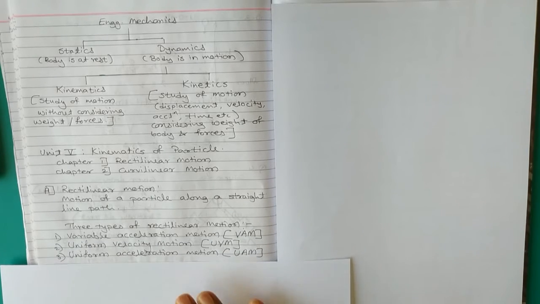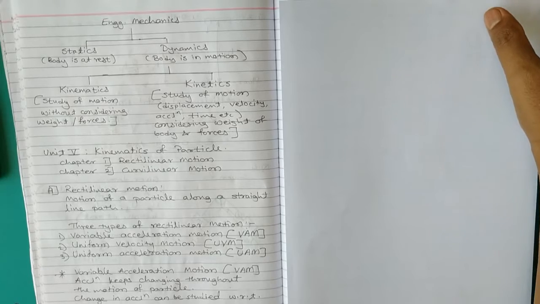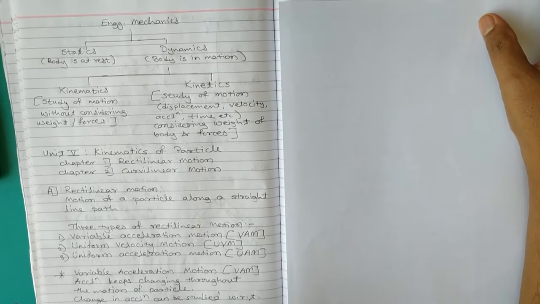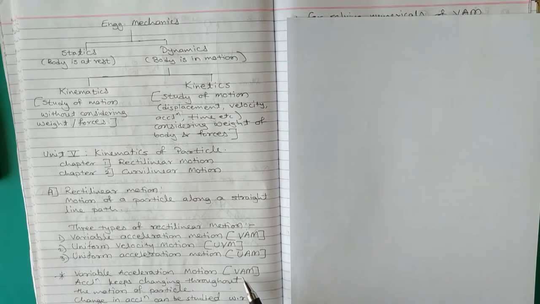There are three types of rectilinear motion which we are going to study in this chapter. Variable acceleration motion, the second is uniform velocity motion, and the third one is uniform acceleration motion. Starting with variable acceleration motion. If the acceleration of the particle, while it is moving on a straight line path, keeps on changing, such motion of the body is called variable acceleration motion. It is called VAM.